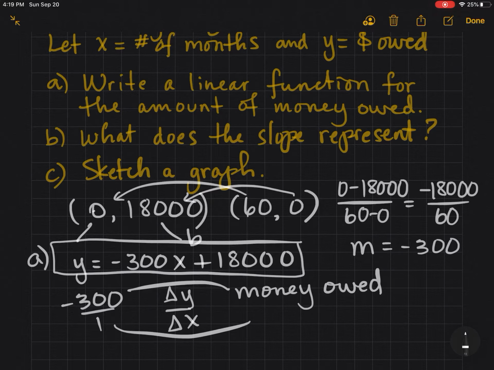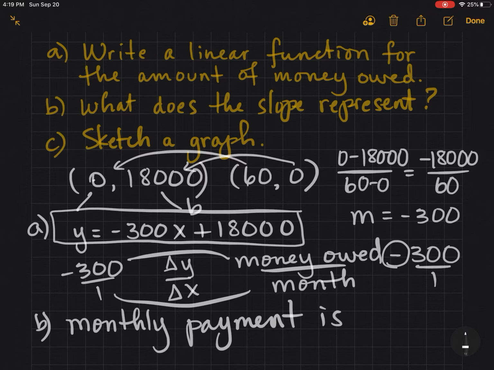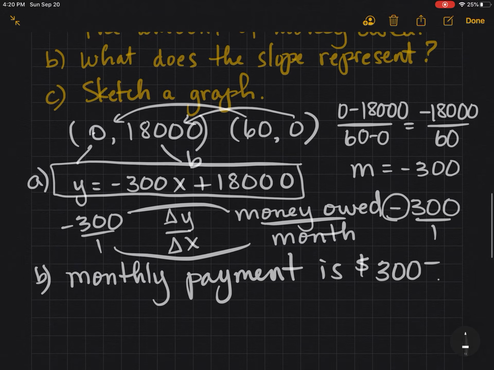And that 1 represents the number of months. So $300 owed per month. And that explains the negative sign. It's because you're owing it, or you're paying it. So that just means that the monthly payment is $300. You're paying the car place. They're not paying you. So that explains the negative sign.